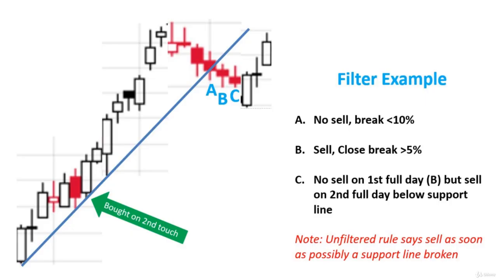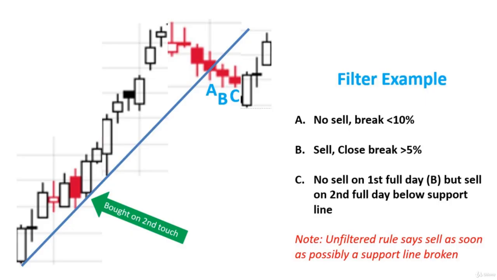So if we look at this example here, the same example, we could see that, okay, we bought in on the second touch. We're in a nice uptrend here. You could see that when it breaks the line right at A, we should have been selling right away if we followed the rule to the letter. It broke the line, we should have sold. But let's say we had a filter that said we have to not only break it, but it's got to break it by 10%. We would say at the letter A, estimate here in this example, okay, we're not going to sell here because it didn't break the line by more than 10%. So it's no sell on A.